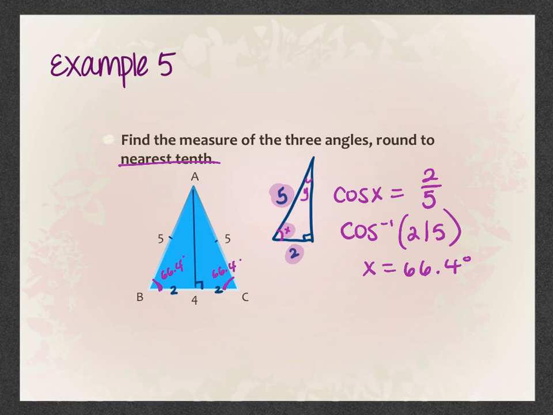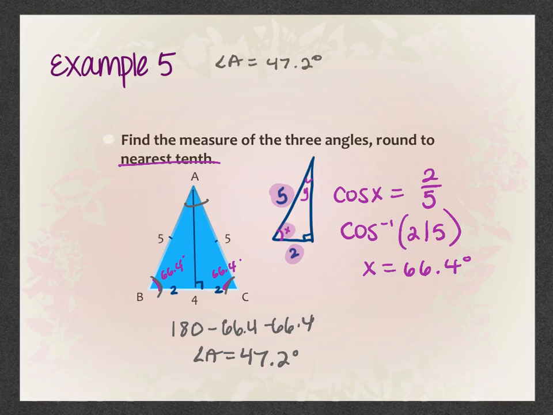So now you have two options. Easiest is take those two and subtract them from 180, because the three angles should all add up to 180. And I get angle A at the top is 47.2 degrees. So angle A, 47.2 degrees, angle B, 66.4 degrees, and angle C, 66.4 degrees.